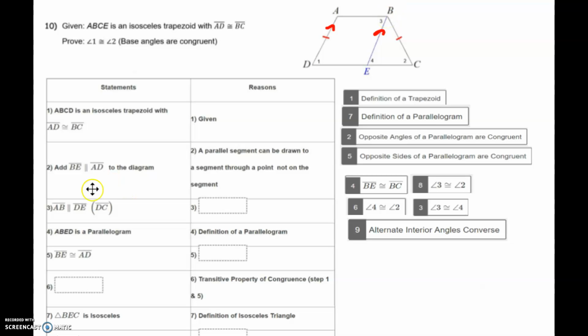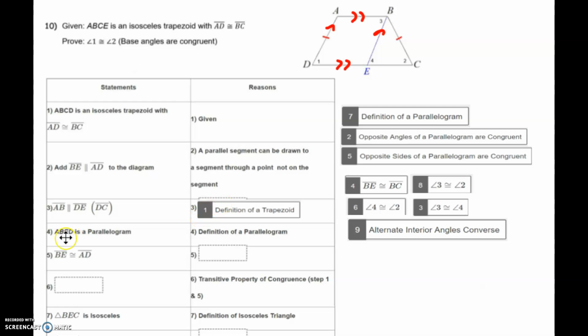All right, from there, they want us to say that segment AB is parallel to DE. Why is this segment parallel to this segment? Well, the only thing we have prior to this is that we have a trapezoid, and a trapezoid is defined as having one pair of parallel sides. So I'm going to grab that definition of a trapezoid. It says that pair of sides are parallel.